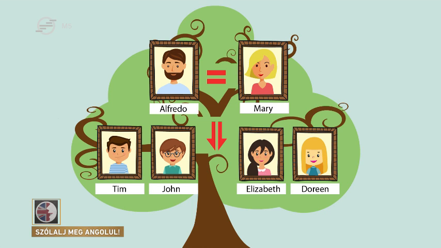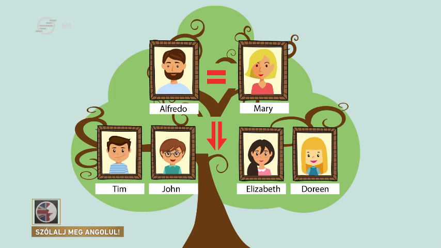They are his sons. Elizabeth is Alfredo's daughter. She is his daughter. Doreen is Alfredo's daughter. She is his daughter. Elizabeth and Doreen are Alfredo's daughters. They are his daughters. Tim is Mary's son.